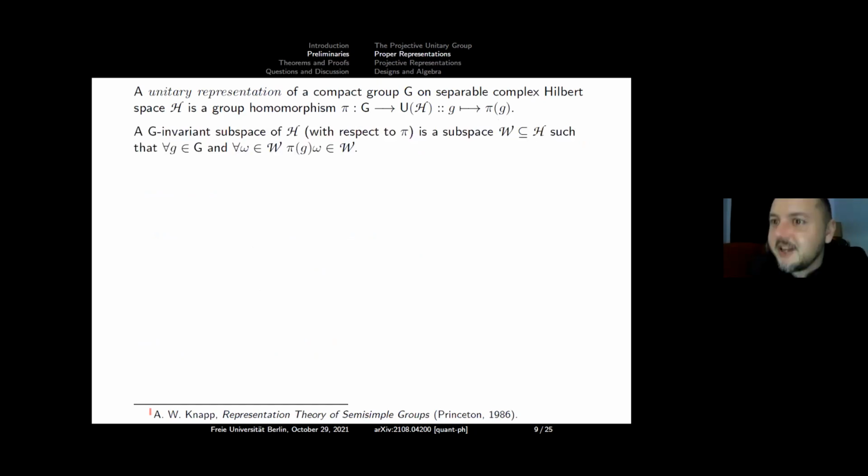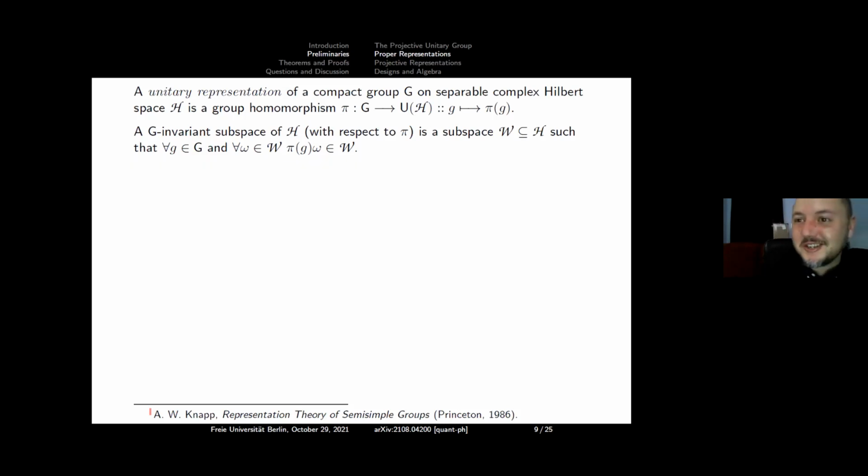Let's talk about the irreps and such. Okay, so a G invariant subspace of the representation space is a subspace that's closed under the action of the group, right? So if I take any omega in the subspace and I look at the action of the group, I stay within the subspace. So that's the G invariant subspace.